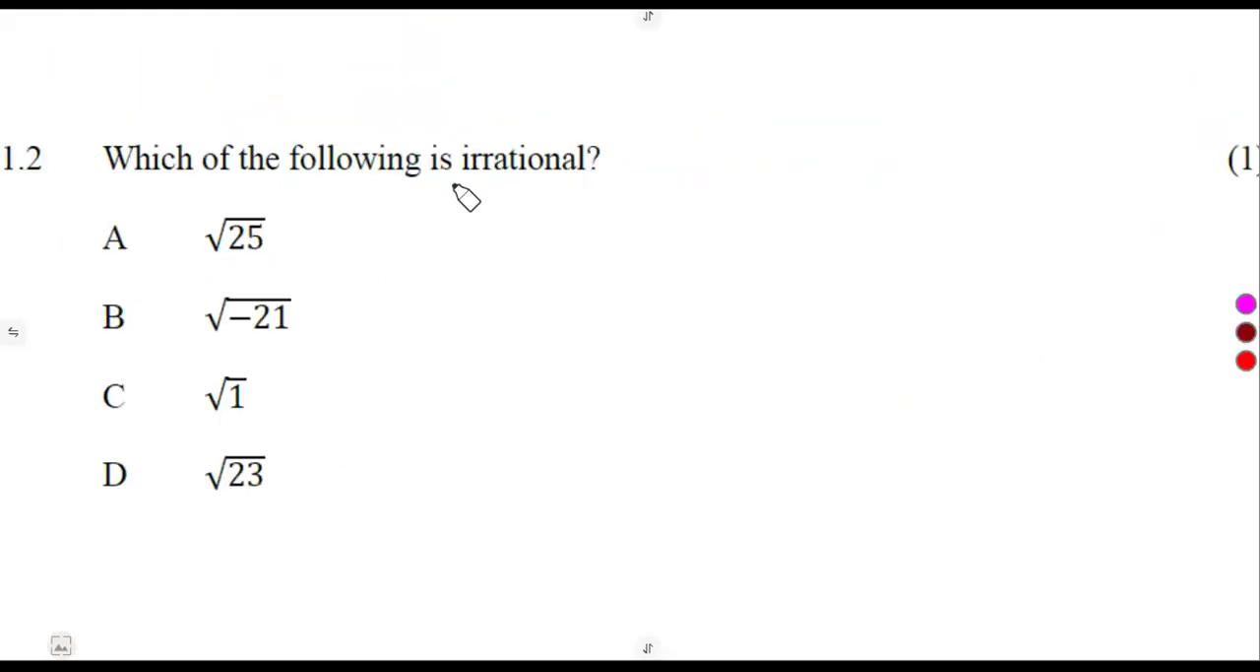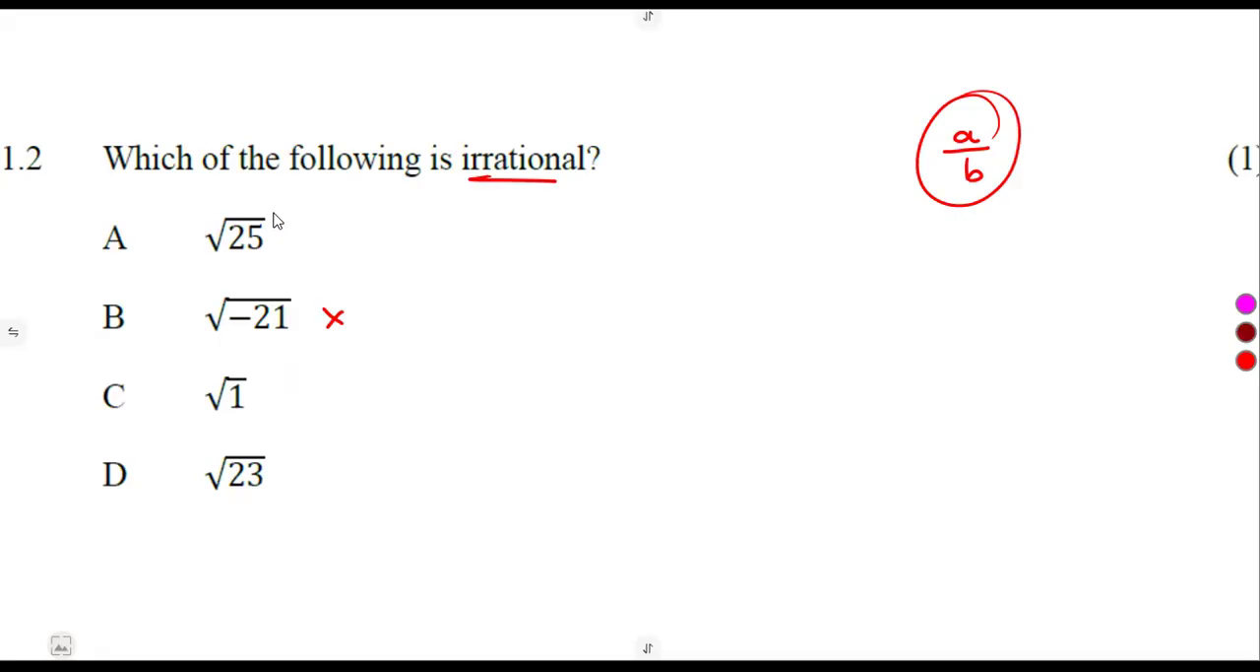Which of the following is irrational? Let's start with the rational. A rational number is one that can be expressed in the form of A over B as a fraction. Meaning to say, if we cannot express it this way, it is an irrational number or a non-real. A non-real, we're talking about numbers that do not exist, such as the square root of a negative number. All right? It does not exist.